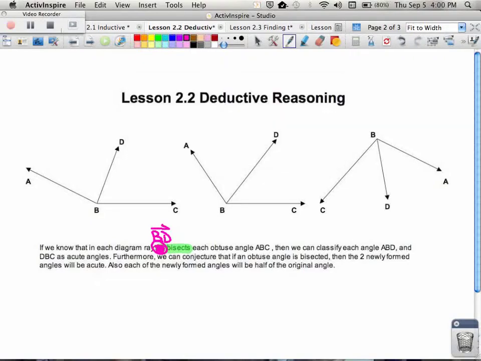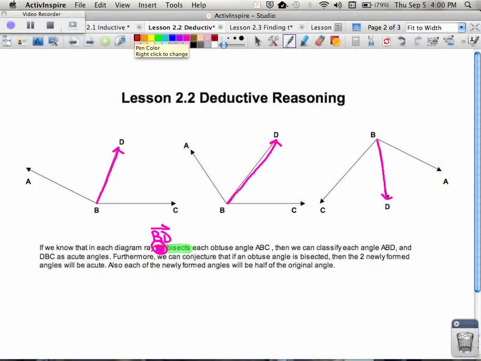And so as I look at that, what I see is here's a ray that's bisecting in every single case. That's being told to us. We then can classify each angle ABD and DBC as acute angles, because I know that if these are all obtuse angles, I know that they're all more than 90 degrees but less than 180. So I know that each of the remaining angles have to be acute. So it doesn't even matter what the original size was.